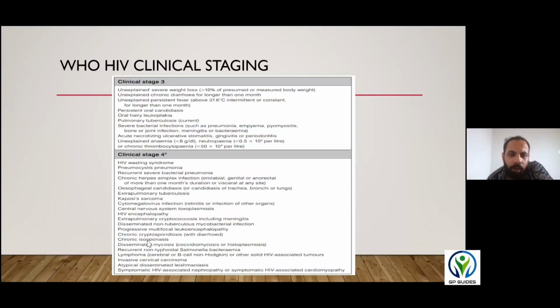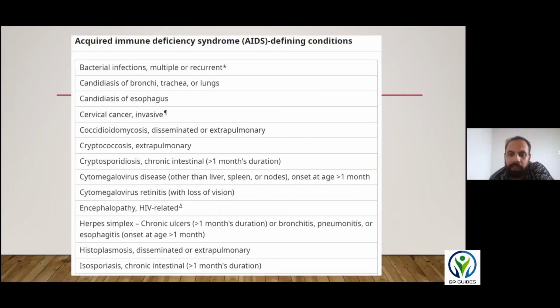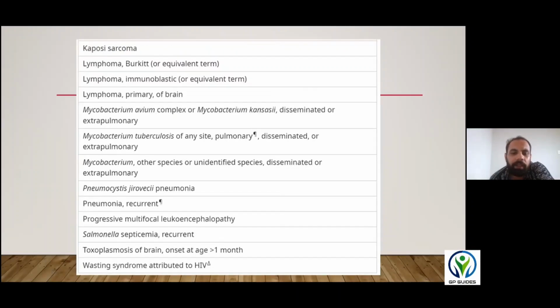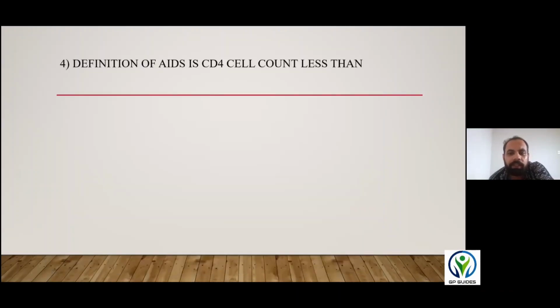The main opportunistic infections which we described all come under clinical stage 4. No need to memorize all these entities by heart, but you must know that the opportunistic infections and malignancies which we have described as AIDS-defining conditions mostly belong to clinical stage 4. I hope that is clear. So let us see the answer. The definition of AIDS is a CD4 T cell count of less than 200. So it is not 400. It is less than 200 as per the latest CDC definition.